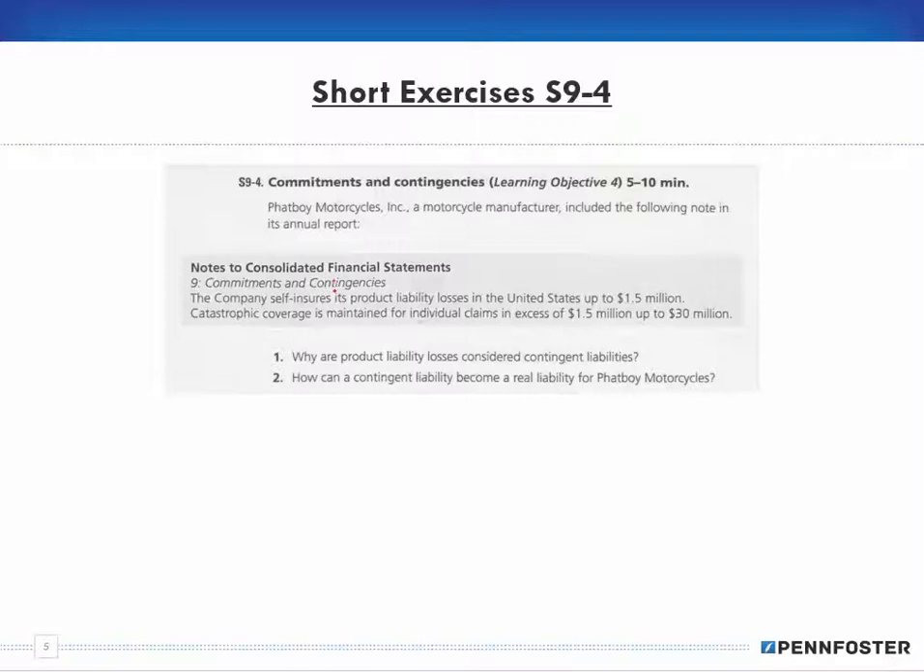The solution says these are contingent liabilities because at the time the financial statements were issued, Fat Boy Motorcycles was not liable for any of these product losses. They represent potential rather than actual obligations. And that's the key. They represent potential rather than actual obligations.